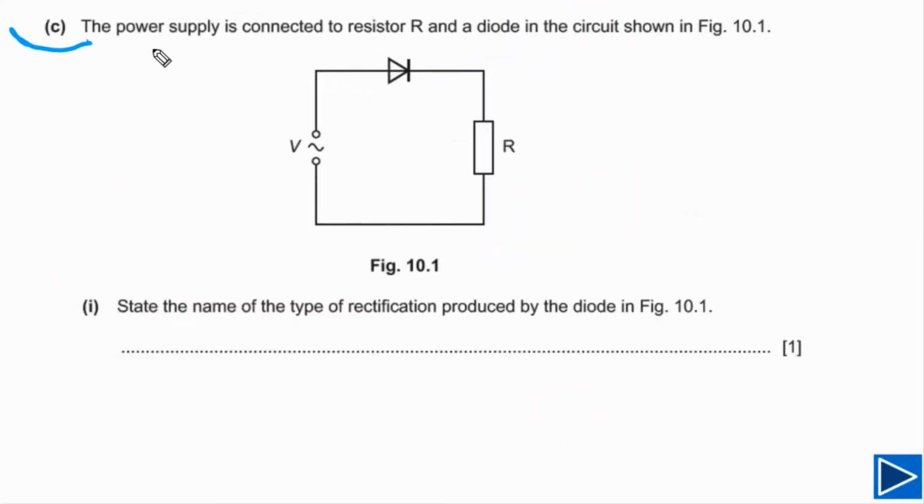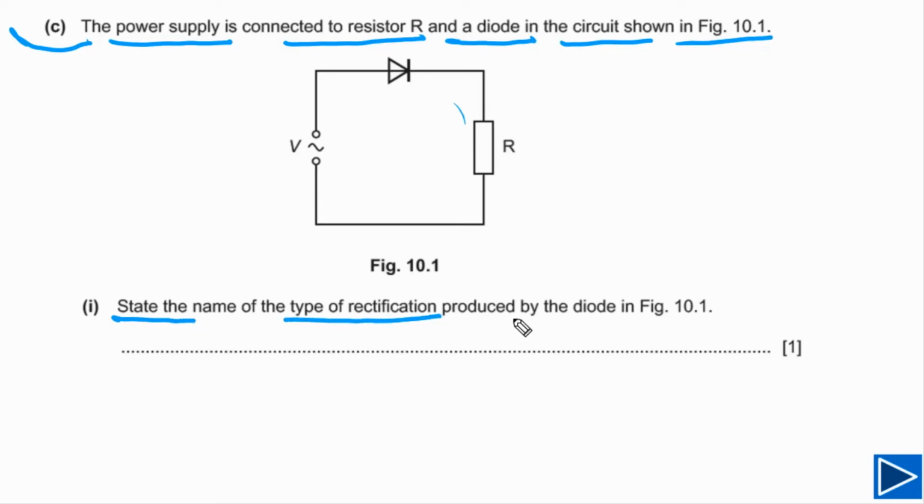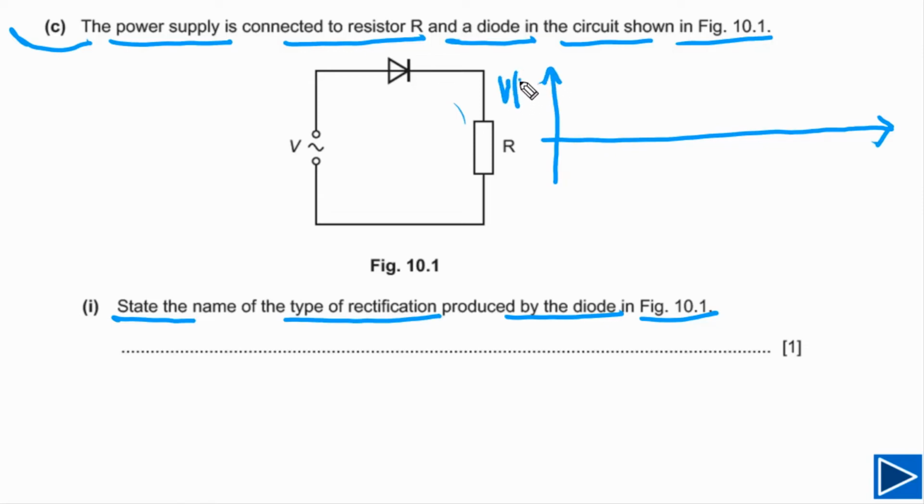For part C, it is given to us that the power supply is connected to resistor capital R and a diode in the circuit shown in figure 10.1, as it is given in this figure. For part C1, we need to state the name of the type of rectification produced by the diode in figure 10.1. First of all, we will sketch V against time if there was no diode in this circuit. So we will sketch how V will change with time across the resistor if there was no diode.